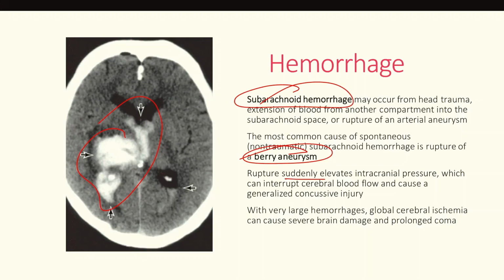So, the rupture suddenly elevates intracranial pressure. You have all this blood going into the ventricles. It's going to raise intracranial pressure. That's going to go up. That can interrupt cerebral blood flow, causing a generalized concussive injury.